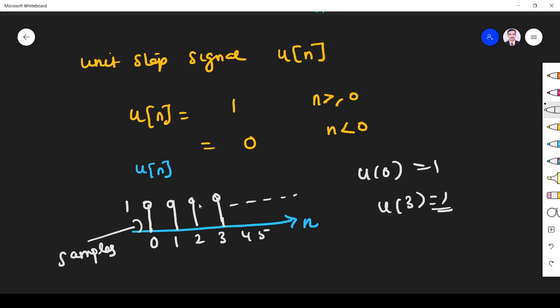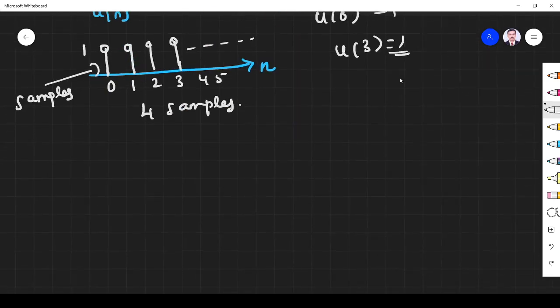How many samples have I drawn here? I have drawn 4 samples. I don't take continuous values; I have taken samples of the continuous signal. That's why it is known as a discrete signal. I have taken only 4 samples: 0, 1, 2, 3. Okay, this is the unit step signal.